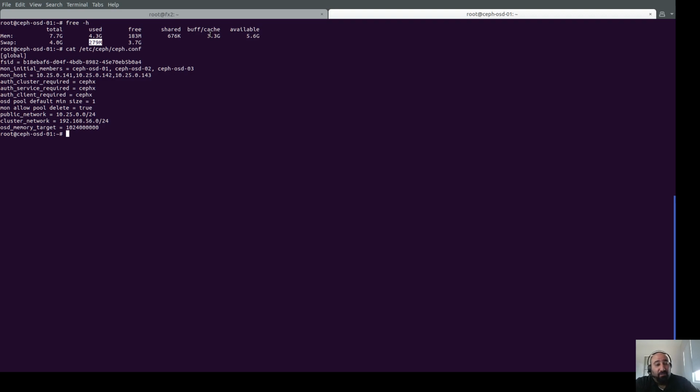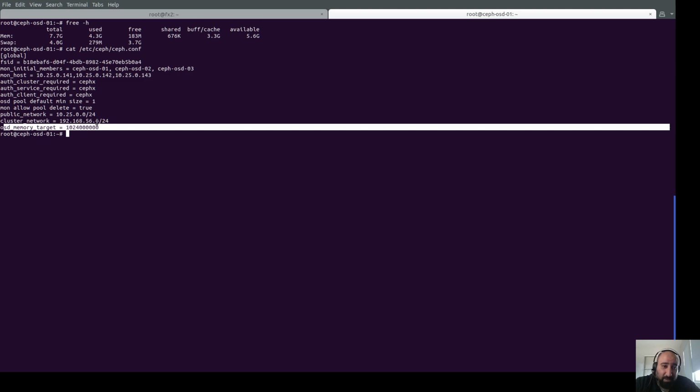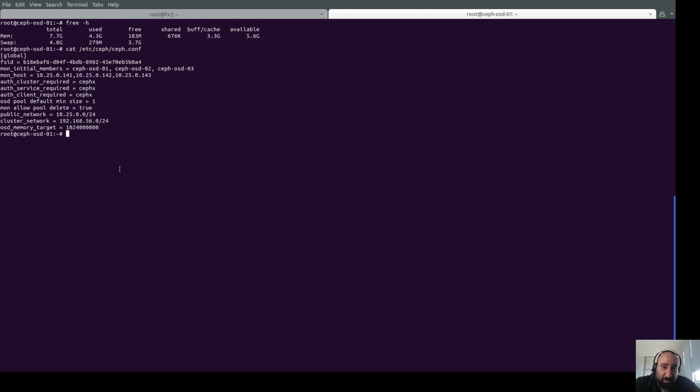If you have the opposite, a system with lots of RAM where the buffer cache part is huge, that's also not good because you're not using your RAM effectively. So again, you're going to want to tune your OSD memory target so that it is using more RAM to help those OSDs manage themselves better. Writes are always synced for the new BlueStore, so you don't have to worry about write caches and things like that.